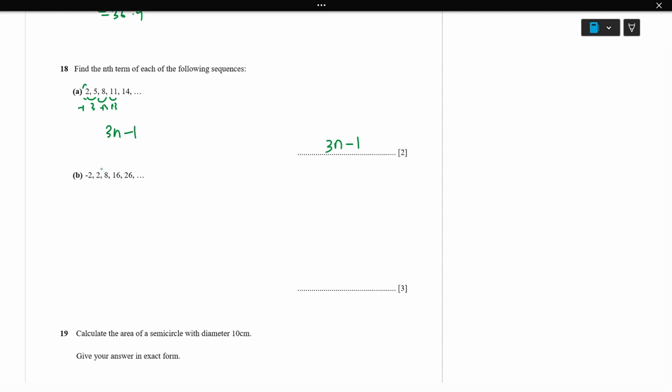The next one, again we need to find the nth term. The difference is going to be minus 2, 2, 4, plus 4, then 2, then 2, 4, then here is 6, then here is 8, here is 10.